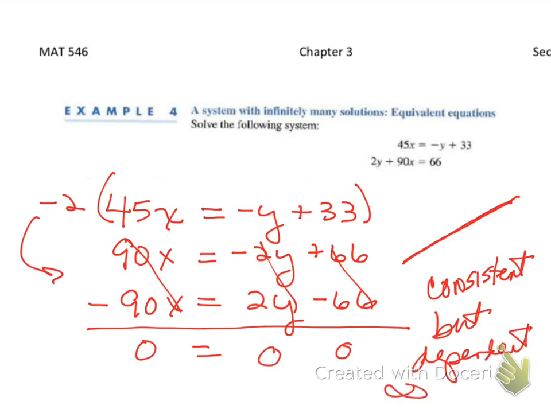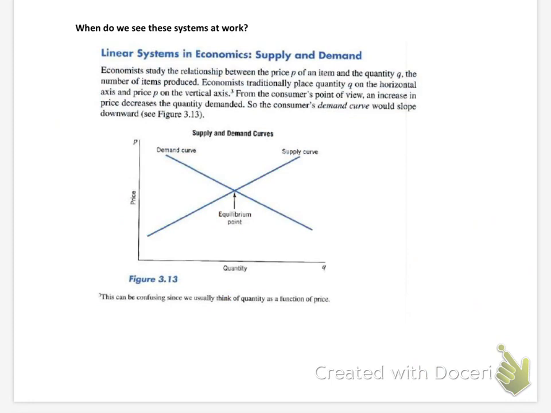So there's an infinite number of answers because these two lines intersect everywhere. So now you've seen what happens in that situation. So let's move on to the next page. Okay, one quick statement here.